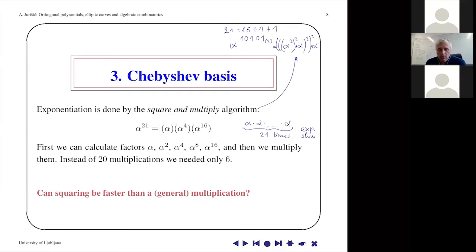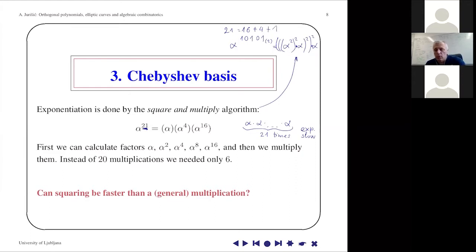So let me start with the problem. In cryptography, you usually want to calculate the power, say, for example, alpha to the 21. And if you want to do this by alpha times alpha times alpha 21 times, this is actually an exponentially slow process. Of course, exponentially slow in the length of this exponent. Of course, we want to work with 100 digits or even longer exponents, and then this would be very, very slow. What we do instead, we use this square and multiply algorithm.